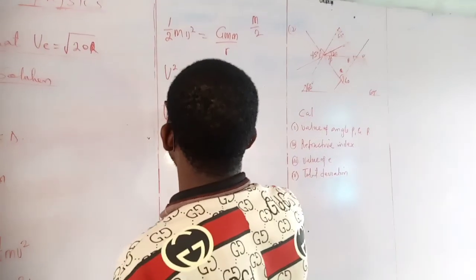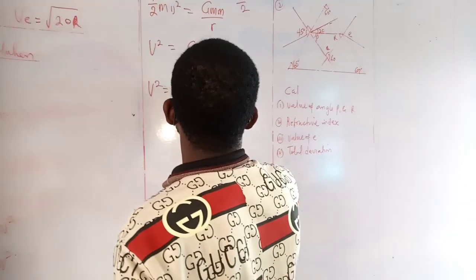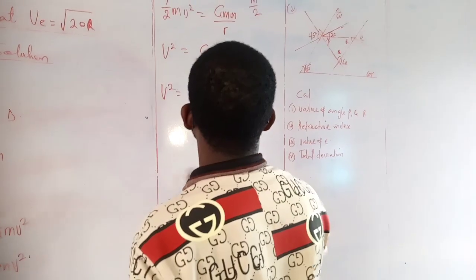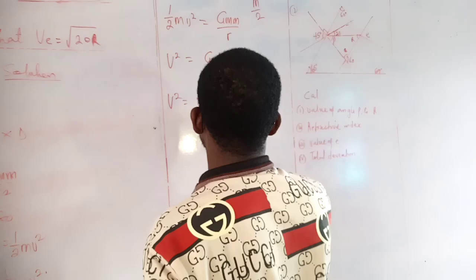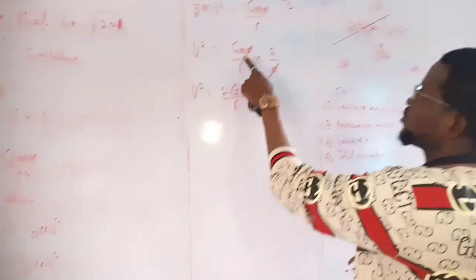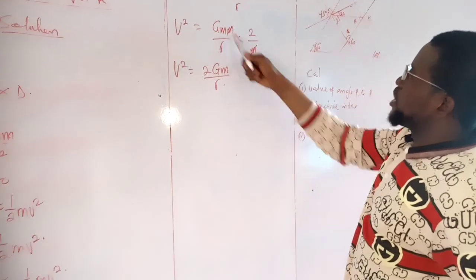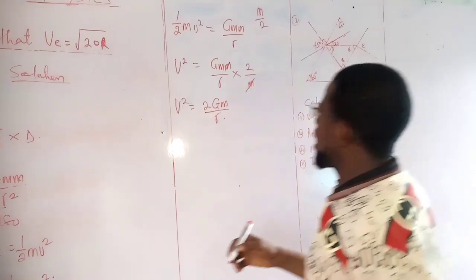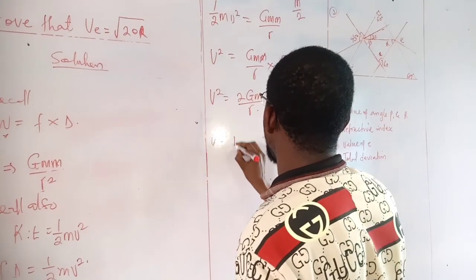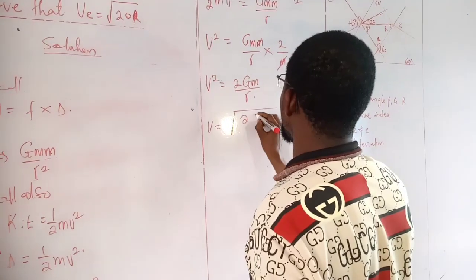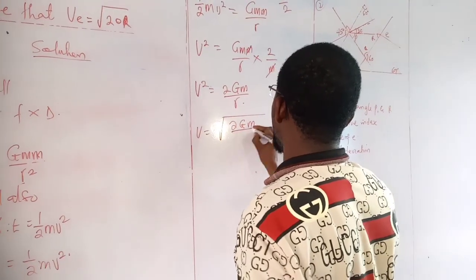Therefore, I am having v squared equals 2, so m goes for 1 m here. So I am having 2Gm over r. So v squared equals 2 times Gm over r. And finally, I'll be having ordinary v to be the square root of 2Gm all over r.